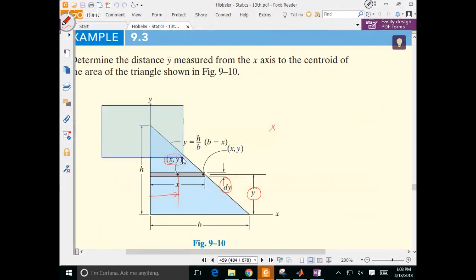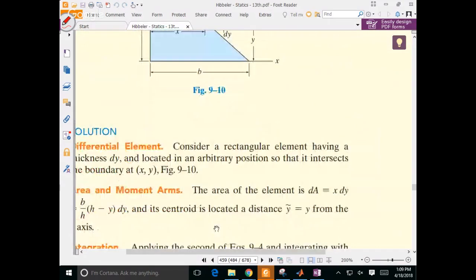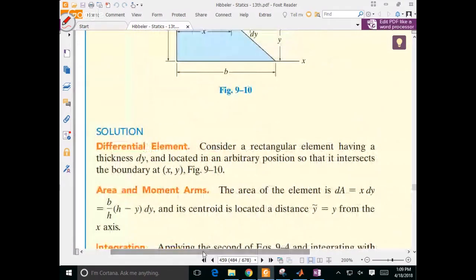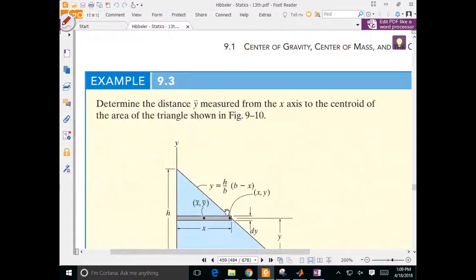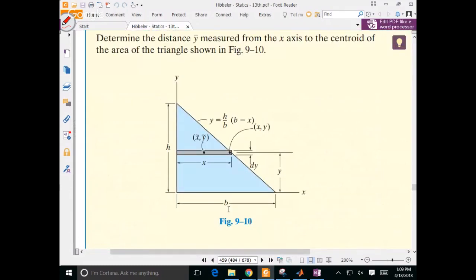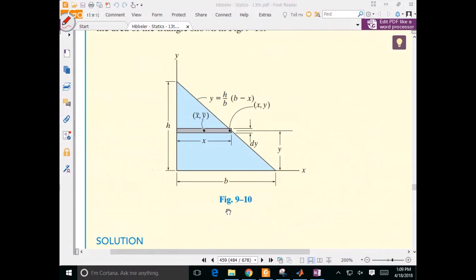Here, get rid of all this. His first thing he wants to know, well, let's see which one. He wants to know Y bar. Oh, that's what he said up here. So he wants to know Y bar. He wants to know where's the centroid up here.